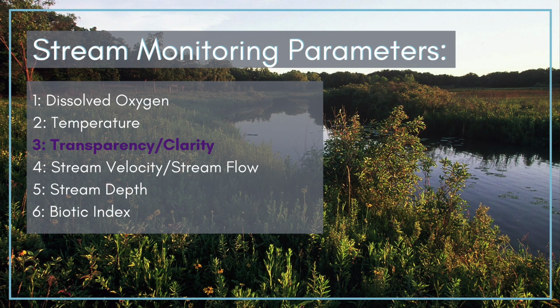The next thing we will measure is the transparency of the water. This is also known as the clarity or turbidity of the water. This test determines how much suspended sediment is in the water and the rate of visibility. If the turbidity is very high, then the water is very cloudy. If we have a low turbidity, this means the water is very clear.